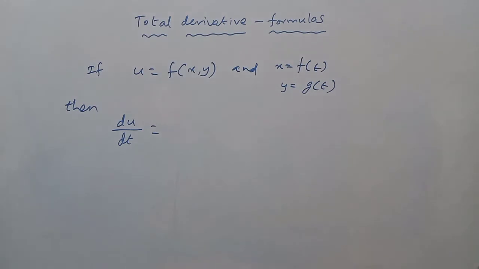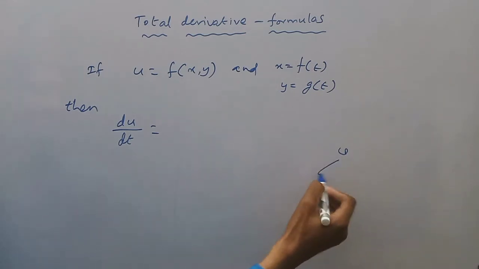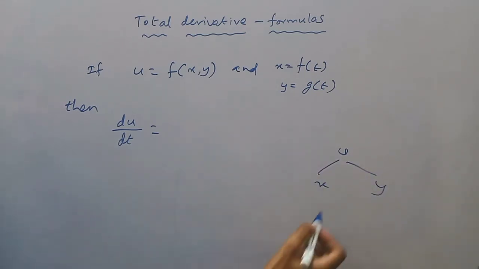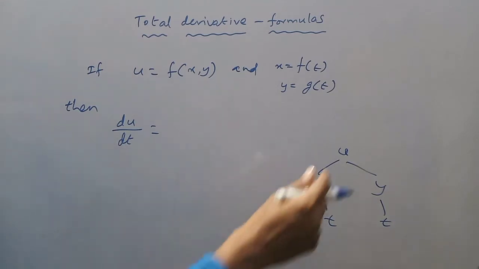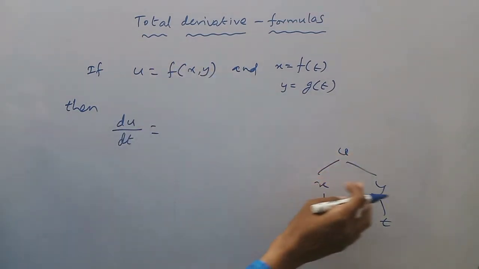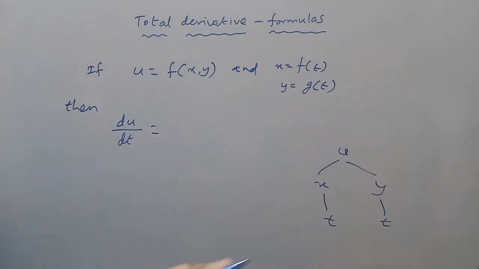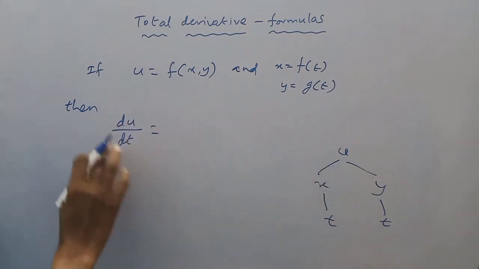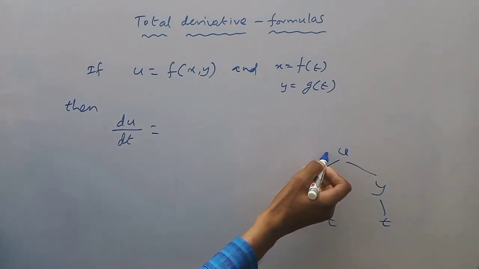So for this, how to write the formula? Here u is a function of x and y, a two variable function. In turn, x is a function of t alone and y is a function of t alone, single variable. So how to find du by dt? To find du by dt, you have to reach t.